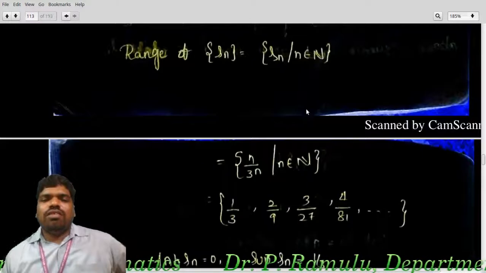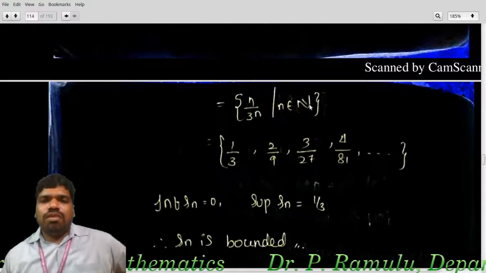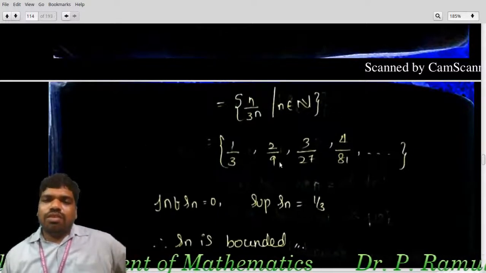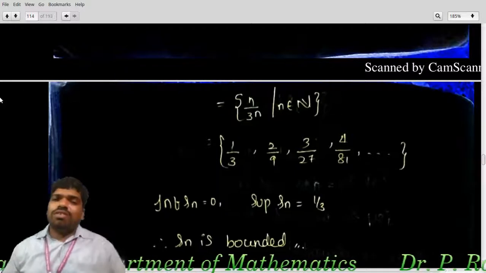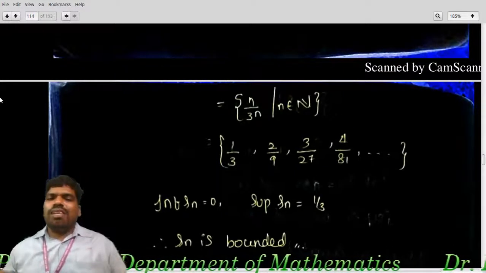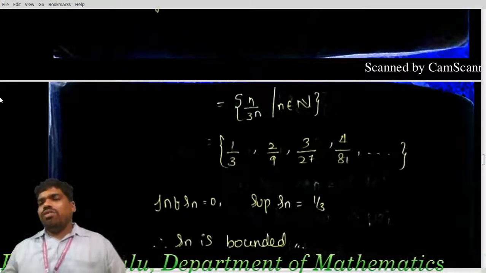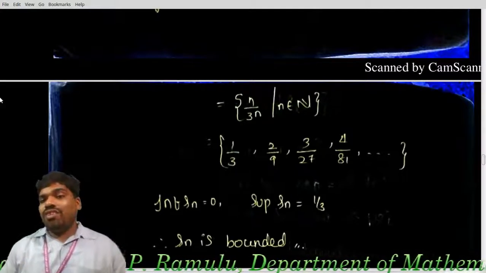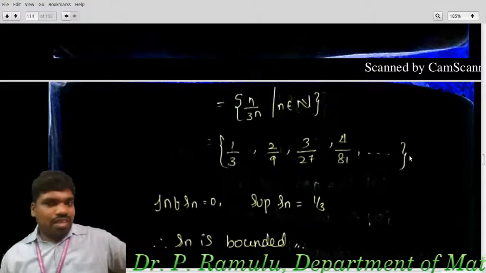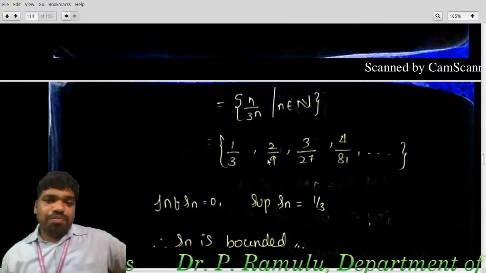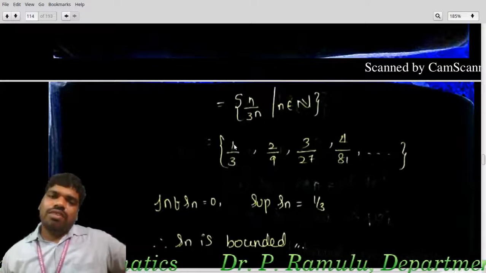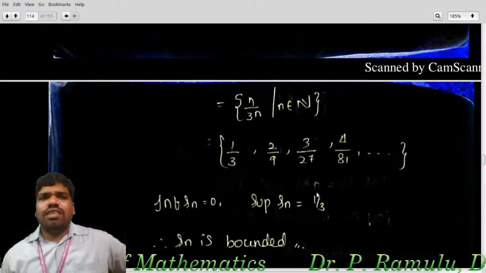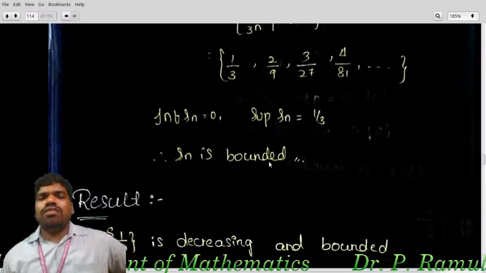Now the range of Sn: n by 3 power n, as n goes to infinity, you can observe that the values go to 0. We can simply observe that the points are going to 0. All values are positive only. This is the upper bound, so S1 equal to 1 by 3 is the upper bound and the lower bound is 0, therefore Sn is bounded.